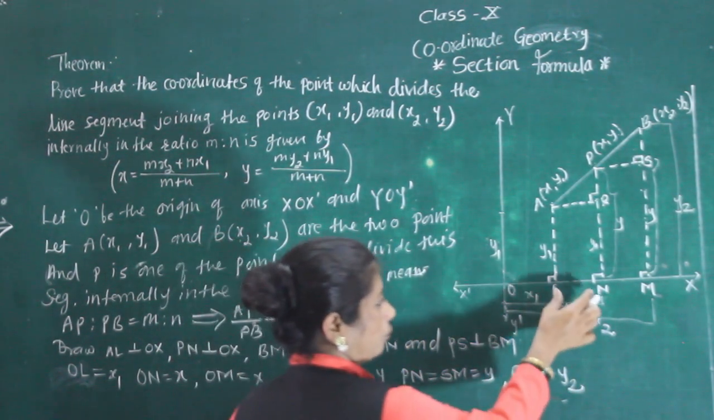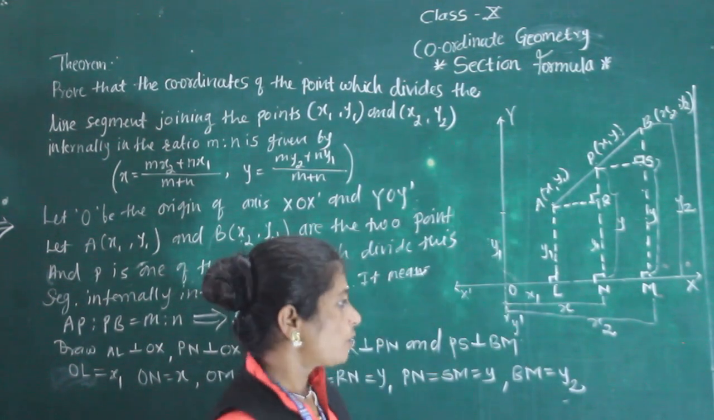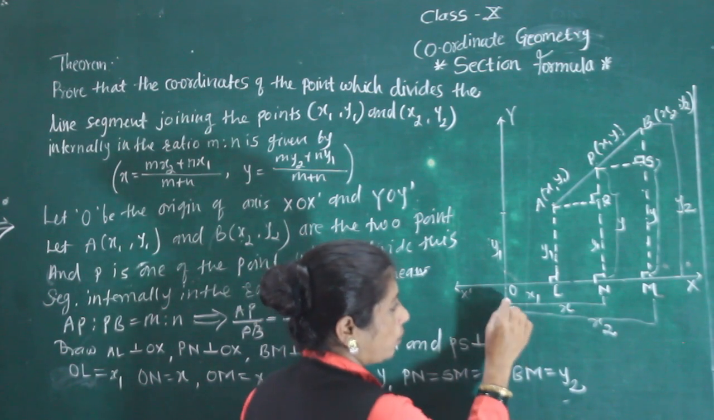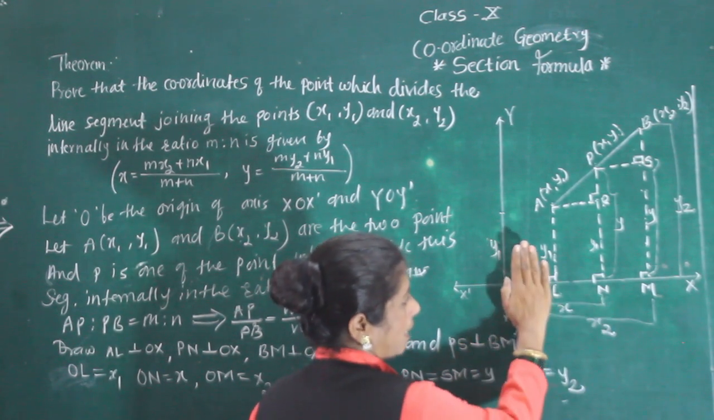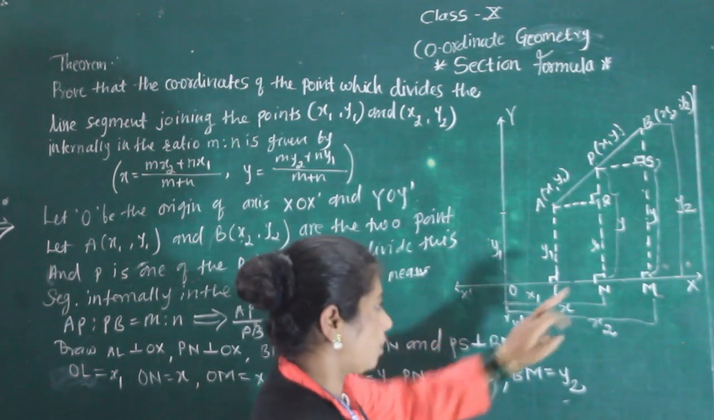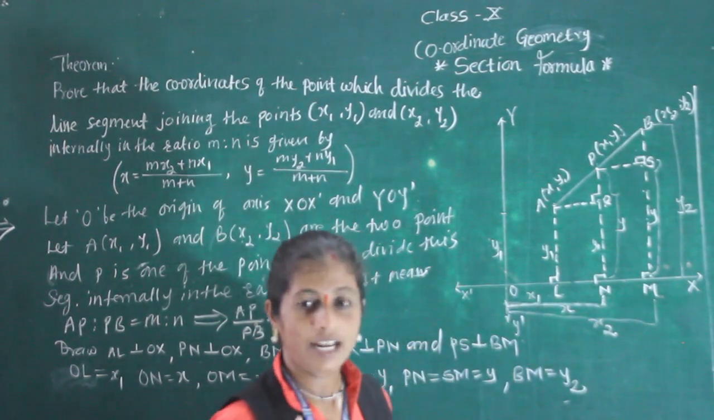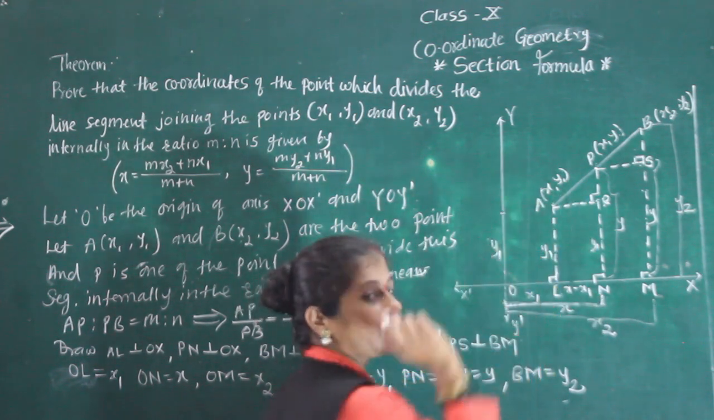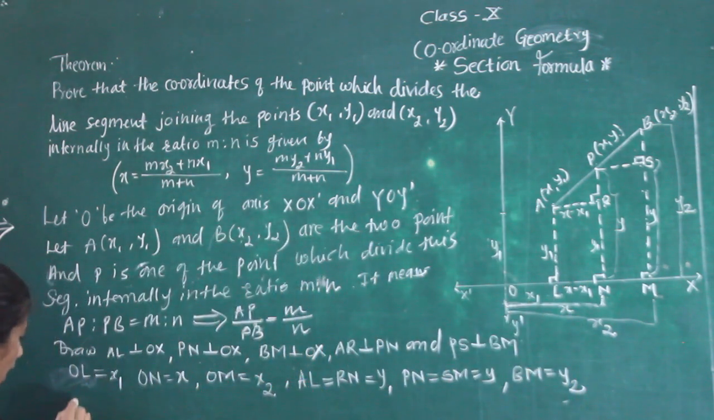Okay, now see here we have to find LN. So LN equals AR, right? If we find LN, then we get AR, correct? LN is the total distance ON, which is X, minus OL, which is X1. So LN equals X minus X1. So AR is also X minus X1. Okay, so we write LN.